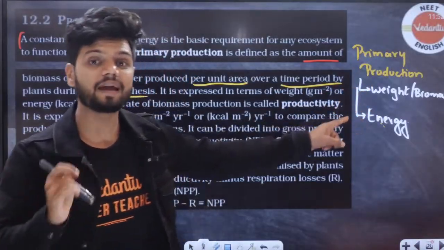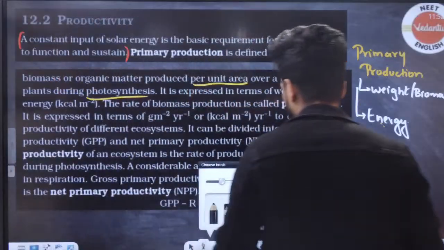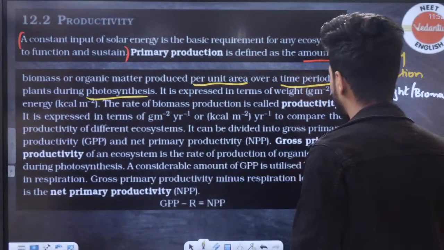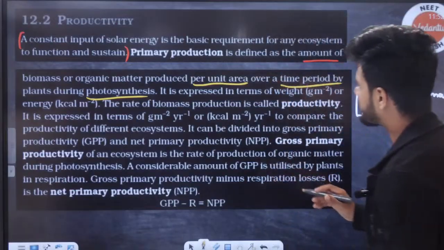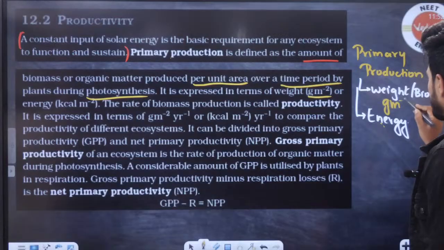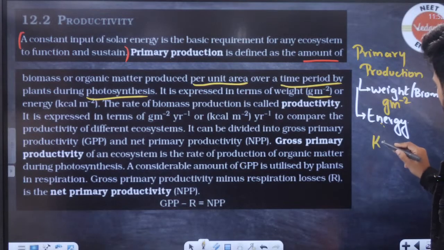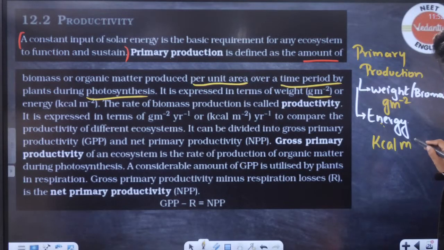And when you represent it by weight, you write your expression as grams per meter square, gm per meter square. When you represent it by energy, you write it as kilocalories per meter square. This is called primary production.